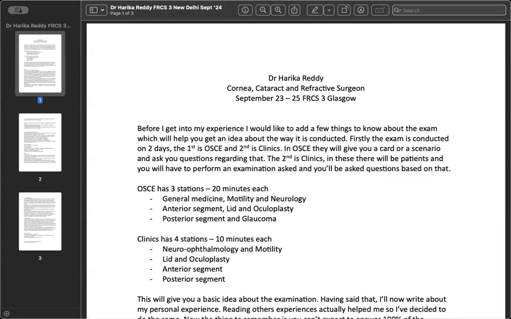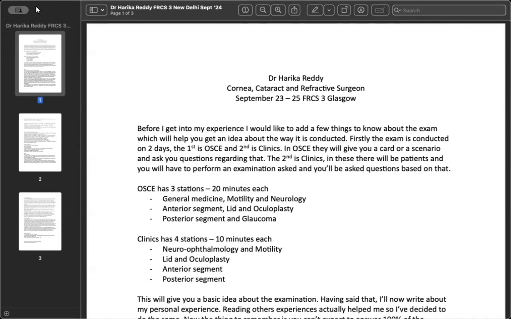What this is, it's not that tough of an exam, but you do have to prepare for it. So, the first thing you have to understand is the structure of the exam, okay? So, there are basically two things. The first is OSCE and clinics.